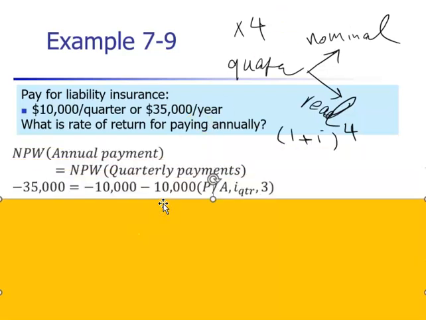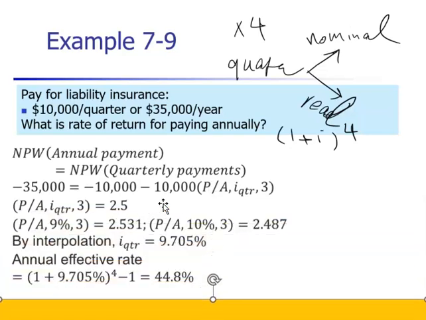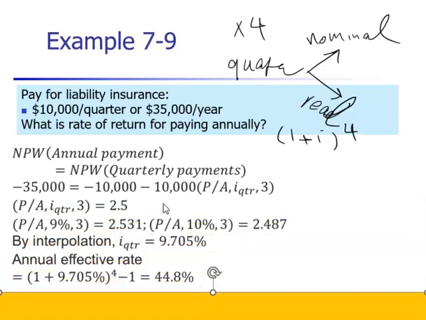Here I'm showing you the answer, of course after you have already done it. And here we have this 9.7%. That is the interest rate for a quarter. And here you get the effective yearly payment, that is a considerable return of 44%.